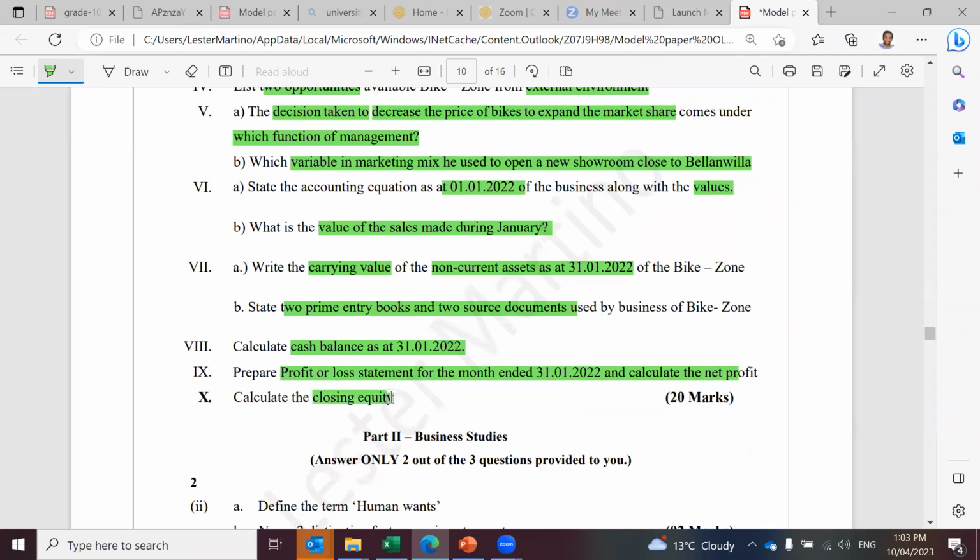Can anyone tell me what you mean by closing equity and how you calculate the closing equity? I'll give you time. How do you calculate the closing equity? Any guess?